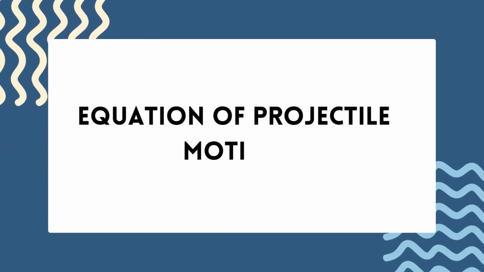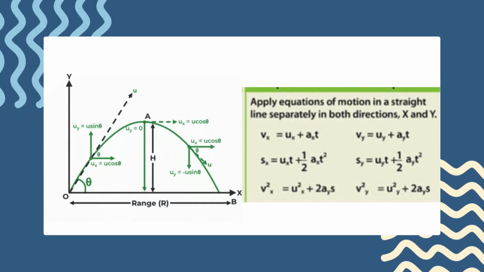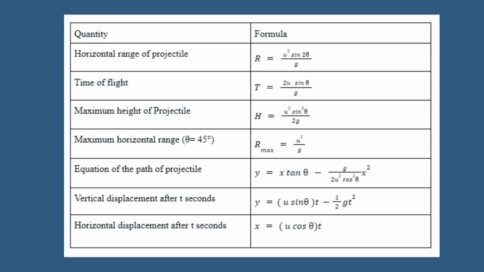Equation of projectile motion. The equation of projectile motion basically refers to the equations in linear motion. It's divided into two parts, which are the horizontal component and the vertical component. This is the final derivation for projectile motion.